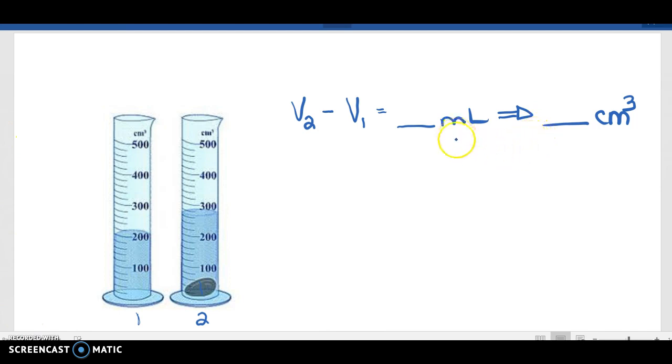Now you also have to remember to convert milliliters to cubic centimeters, that every 1 milliliter takes up the same amount of space as 1 cubic centimeter. All right, go ahead and pause the video and see how you do.